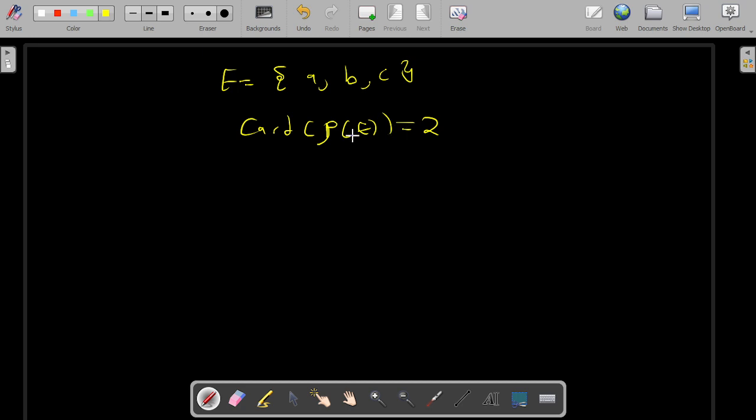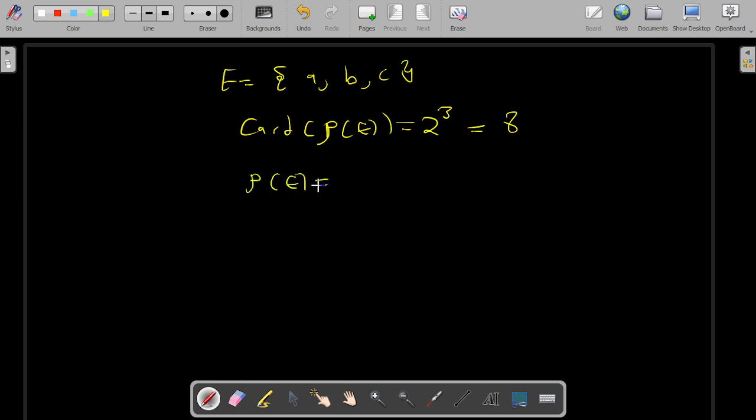In this case, we basically have 3 elements. So we have 2 to the power 3. What is 2 to the power 3? Well, it is going to be 8. So basically, the power set of E is going to have 8 members. Now, all the 8 members are going to be sets. All right.